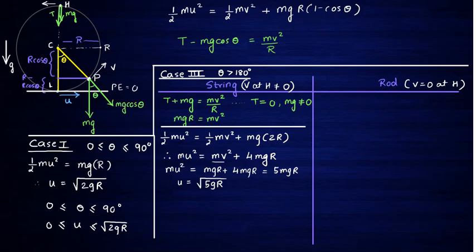So essentially what are we understanding over here? In order for theta to be greater than 180 degree, we need to put u greater than or equal to under root 5gr. So therefore the condition that we are getting over here is, if we want theta to be greater than or equal to 180 degree, we need to put u greater than or equal to under root 5gr.